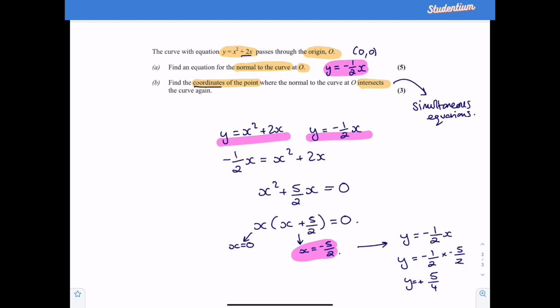So there you go. In this case, the coordinates of the point where the normal to the curve intersects the curve again would be minus 5 over 2, 5 over 4. Perfect. So let's try another question then.